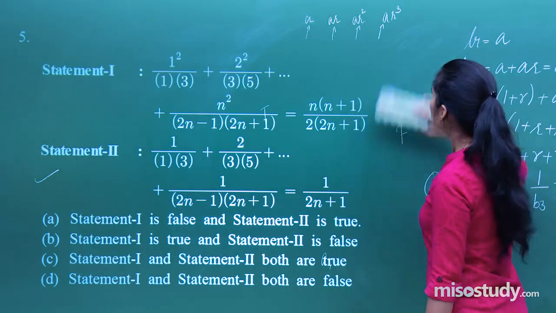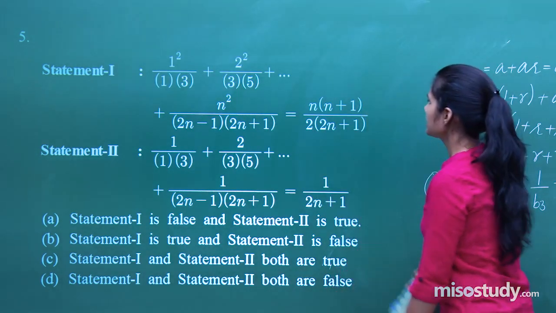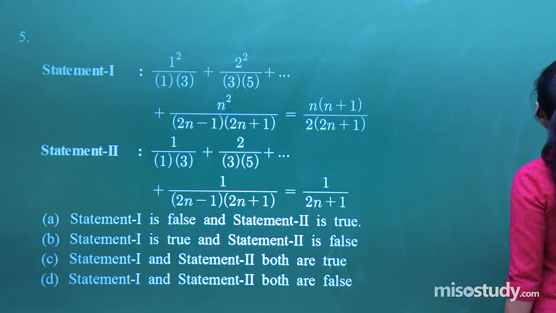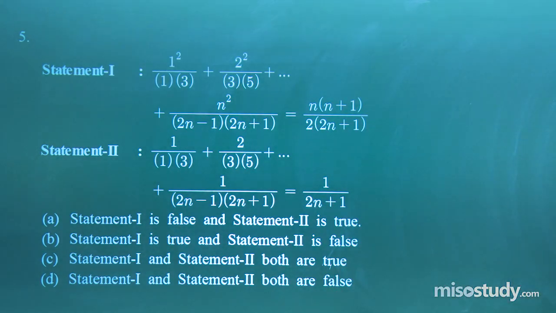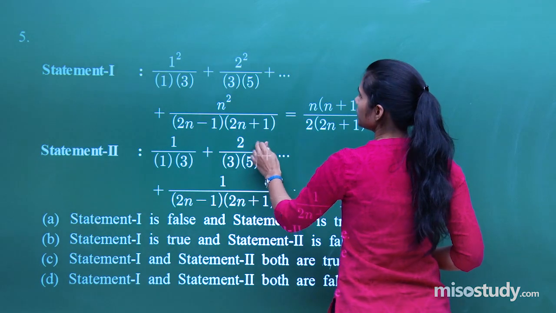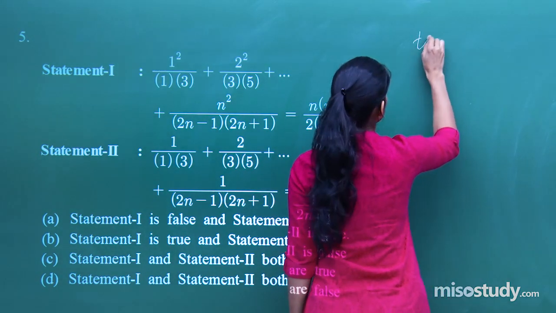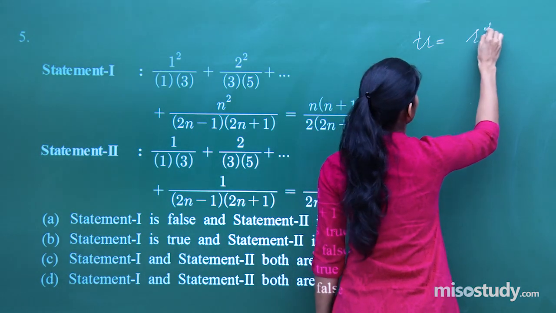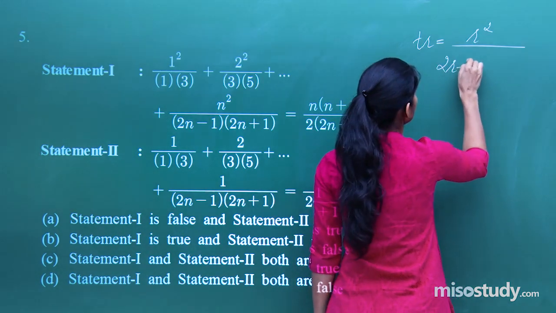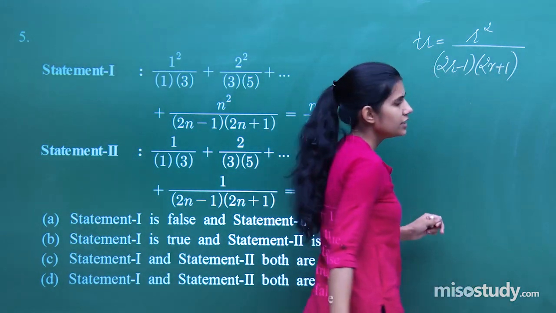Next is this particular series given to us. Statement 1 is giving you the sum of this series. Statement 2 is also given. So which is giving you the correct sum is what we need to find. Here, if you carefully observe, the general term is already given to you. Tr, that is the rth term, is given as r square upon (2r minus 1)(2r plus 1). We need to compute the sum.